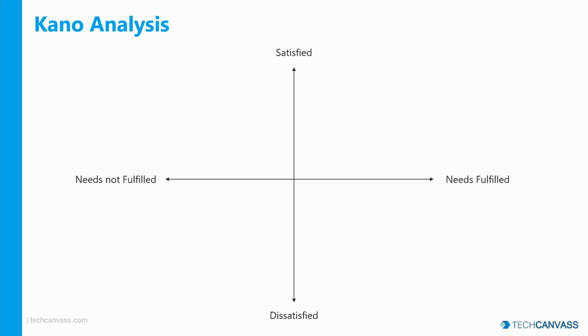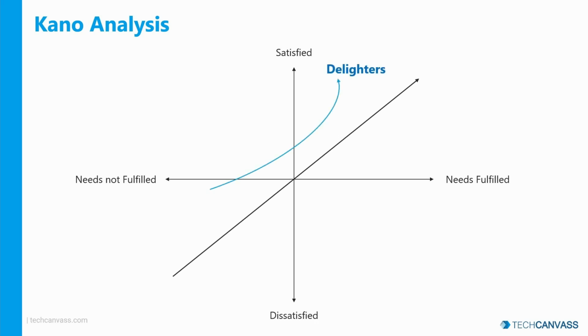On the rightmost side, we have needs have been fulfilled for the customer. On the extreme left, we see needs have not been fulfilled. Likewise, at the top, we see satisfied, and at the bottom, we see dissatisfied customer. Now, if we take our features that we are targeting, you can place them into some of these categories.